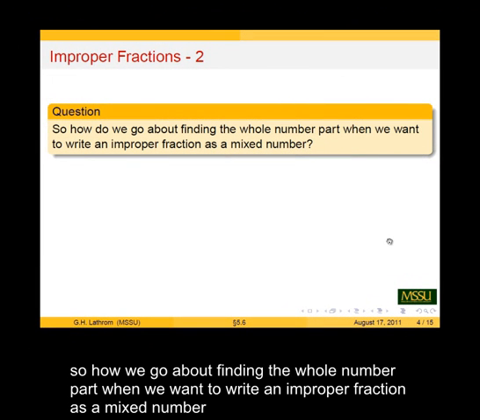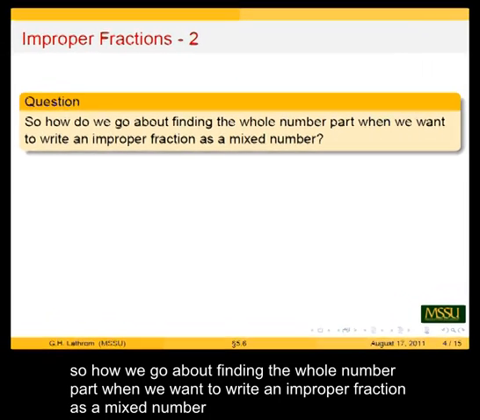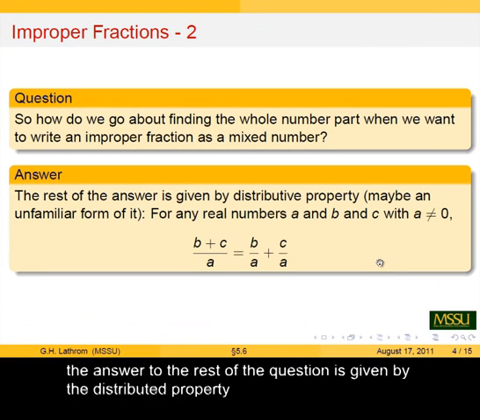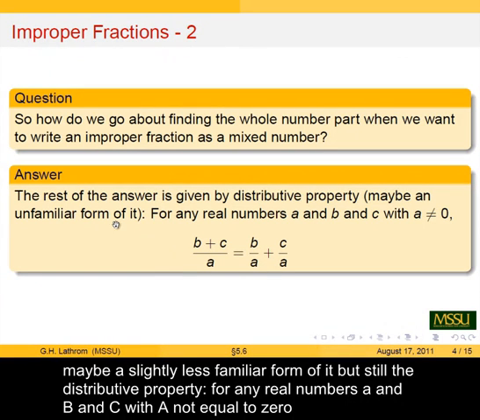So how do we go about finding the whole number part when we want to write an improper fraction as a mixed number? The answer to the rest of the question is given by the distributive property. Maybe a slightly unfamiliar form of it, but still the distributive property.